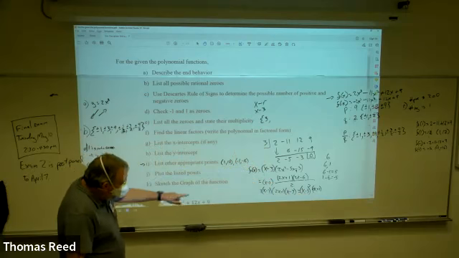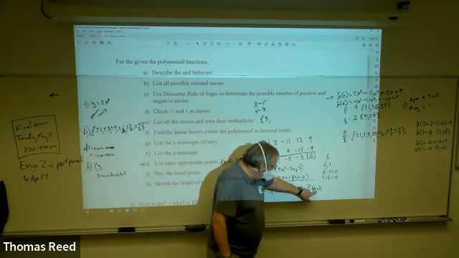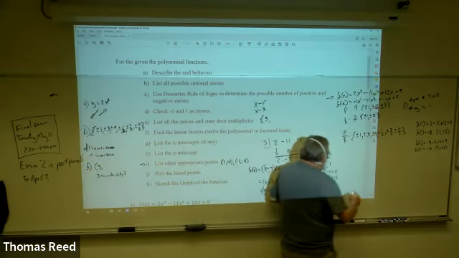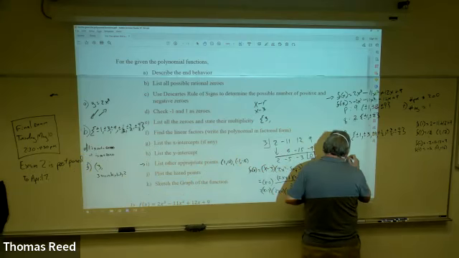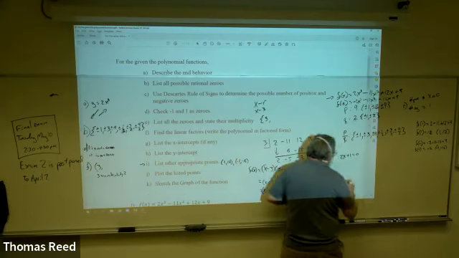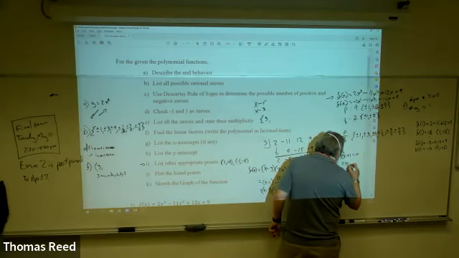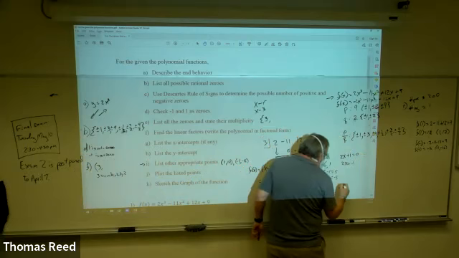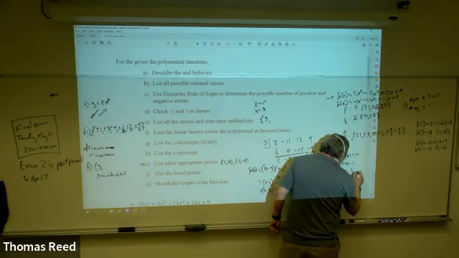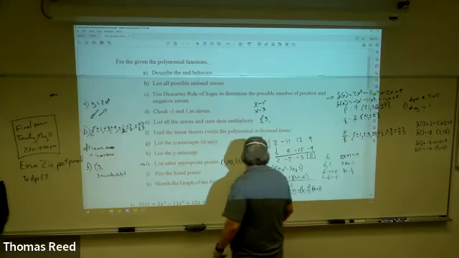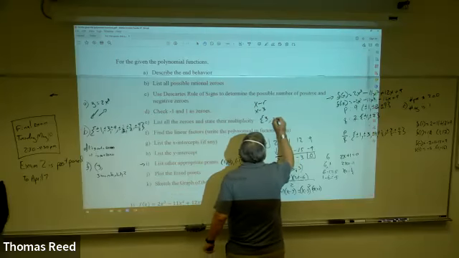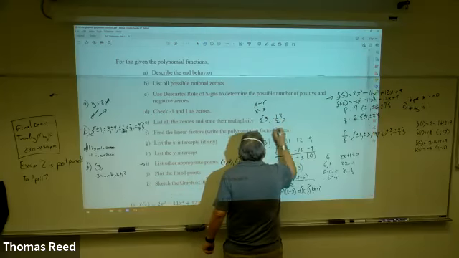And now we need to determine what's the 0 from this binomial. So we do 2x plus 1 equals 0. Subtract 1, 2x equals -1. Divide by 2, x equals -1/2. So there's my next 0, -1/2.